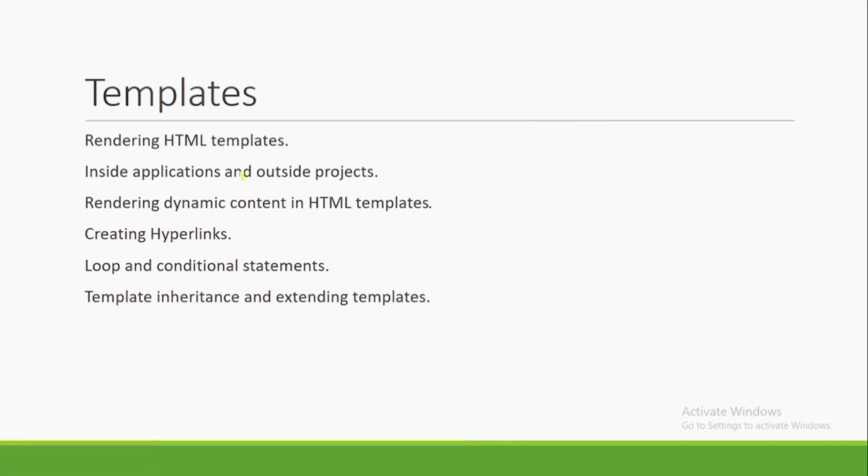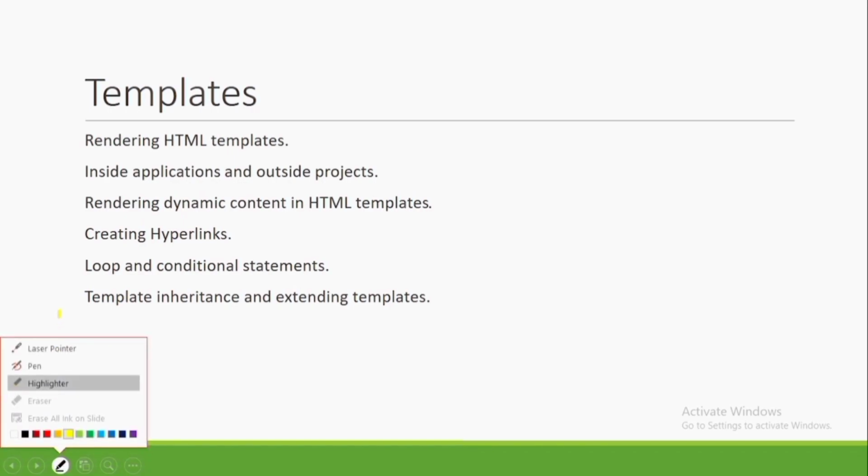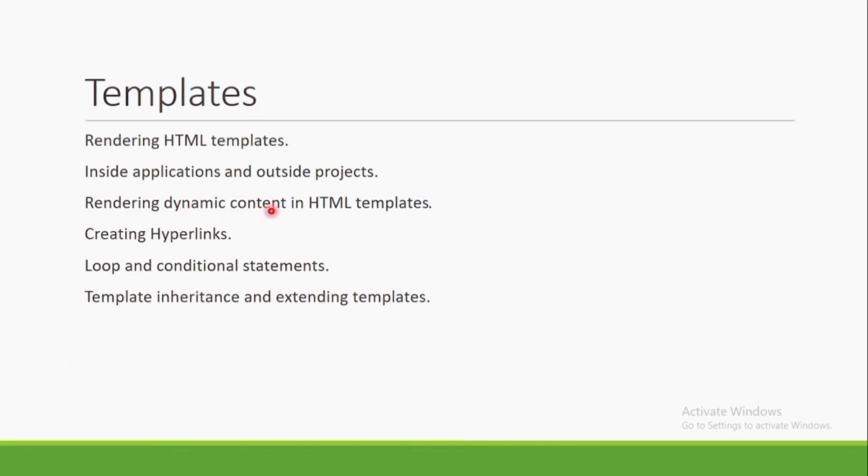Then we have seen how we can render dynamic contents. We can have a dictionary, we can have a list. If we have a nested dictionary or a list within a dictionary, we have seen three methods to create the hyperlinks. Then we have seen the for loop and the conditional statements as well. Template inheritance and extending the templates we will cover in part 2 of this particular video.